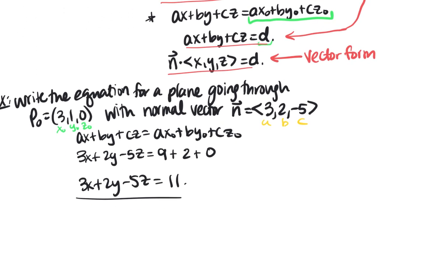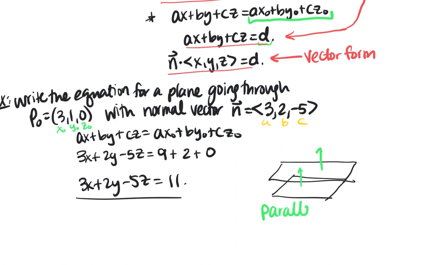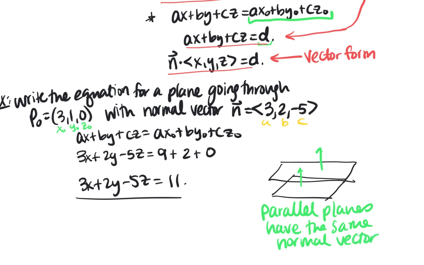Now, one thing you might notice is that if two planes are parallel to one another, what does that mean about their normal vector? Well, they're going to have the same normal vector. So parallel planes have the same normal vector. Well, it could be scaled, so up to a scalar. In other words, I could say this plane here has a normal vector that's like half as long as those normal vectors, but it's going to be pointing in the same direction.